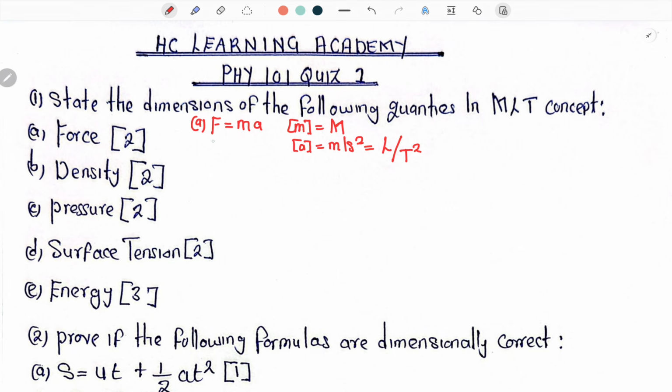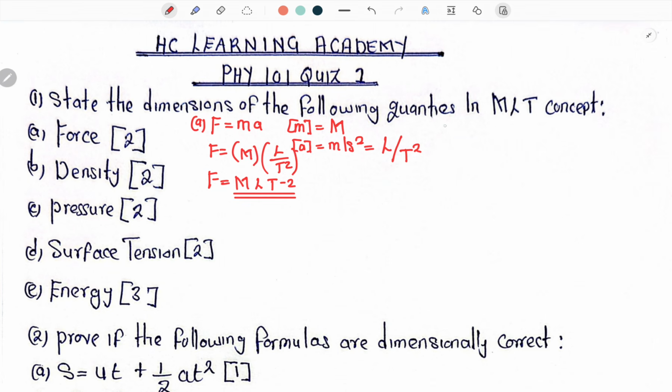So if you are to combine this, you are simply saying force is equal to, you will put your big letter M, where there is the mass, and then you're going to put your L, then T to the power 2. So if you are to find the dimensions of force in MLT concept, it's going to be M, L, then T to the power negative 2. Okay? You have written in MLT concept the dimensions of force.